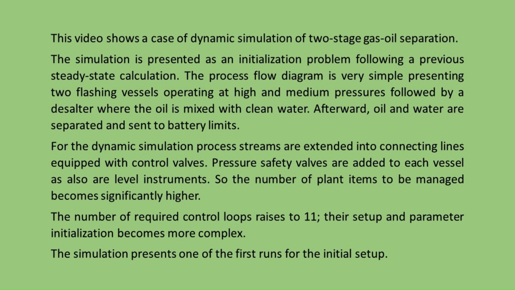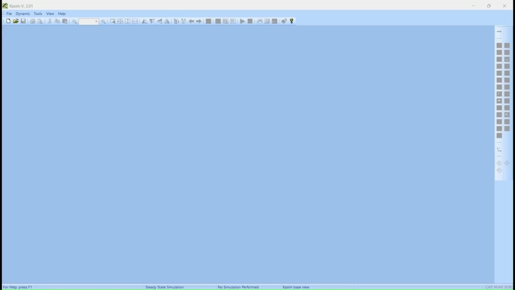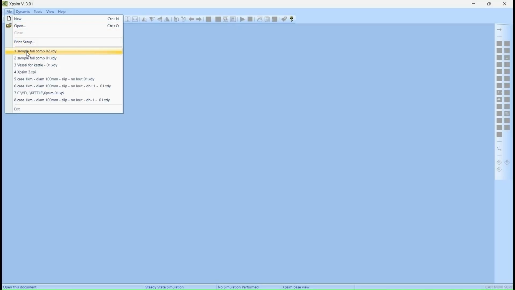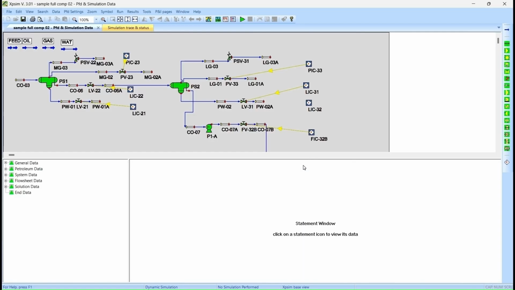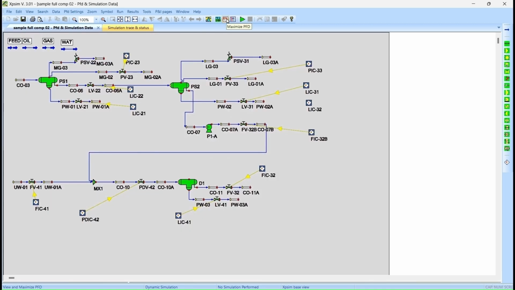The simulation presents one of the first runs for the initial setup. The input file is open. The process flow diagram is open, presenting the high-pressure separator PS1, the low-pressure separator PS2, the oil pump P1A, and the desalter unit D1.